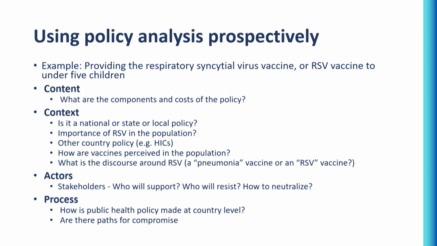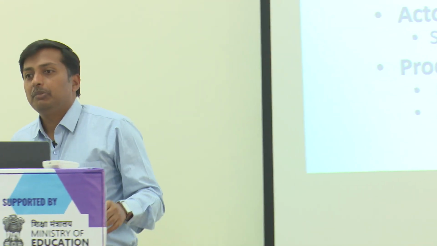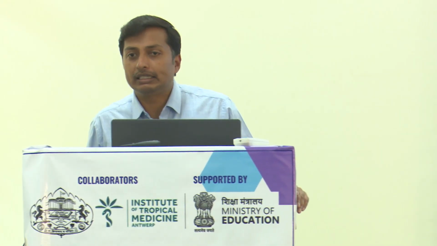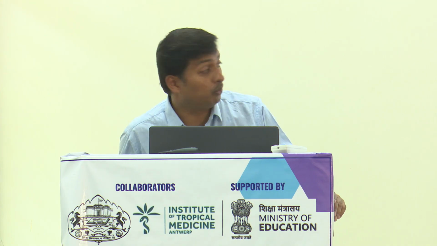Who could be the actors? Who will support this policy? Who will resist? How to neutralize? Who can resist this kind of policy? Sometimes parents as stakeholders can say, कितने टीका लगाओगे हमारे बच्चों को? How many times will you prick? So there have been concerns from the receiver side, from the beneficiary point of view. People have shown concerns in this study that, okay, we are worried about the multiple pricks.